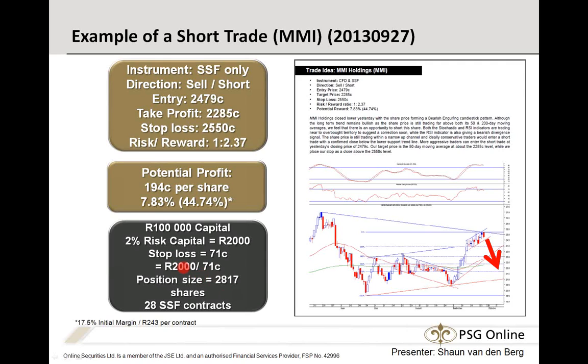My position sizing, by the way, the idea is that I divide my stop loss into my 2,000 Rand, which is my 2%. And that gives me how many shares I can buy, how many contracts. In this situation, 2,817 shares. Being single stock futures, I could have bought 28 contracts. If the market goes against me, worst case scenario, I'm losing roughly 2,000 Rand. So it's a good way to manage risk. On one side, stop loss. The other side is money management.